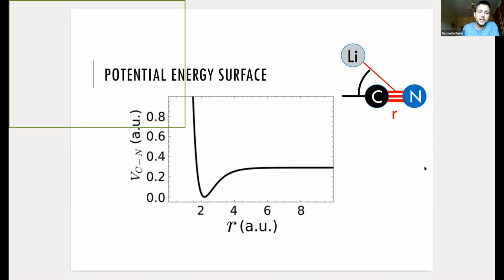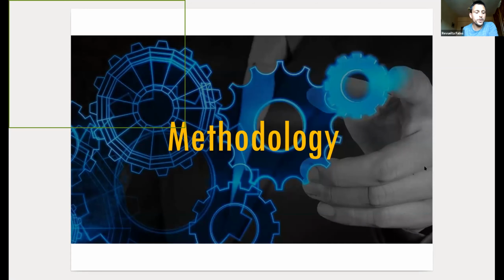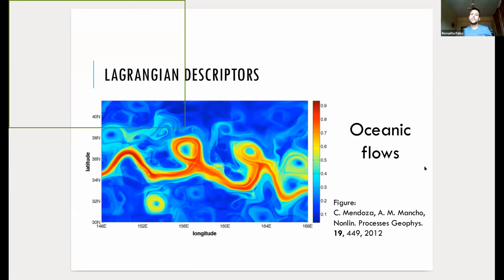Okay, and then we also have another potential energy term that accounts for the carbon and nitrogen, but I will simply skip it. Okay, what are the Lagrangian descriptors? Originally, they were developed, or have been extensively studied, to study oceanic flows, right? So there you've got a plot, and you can see a very clear pattern, right? And those lines that are shown correspond to the invariant manifolds that determine the dynamics in the system.